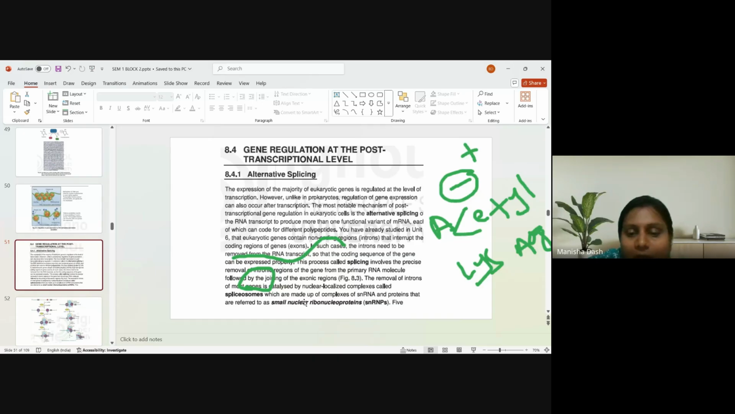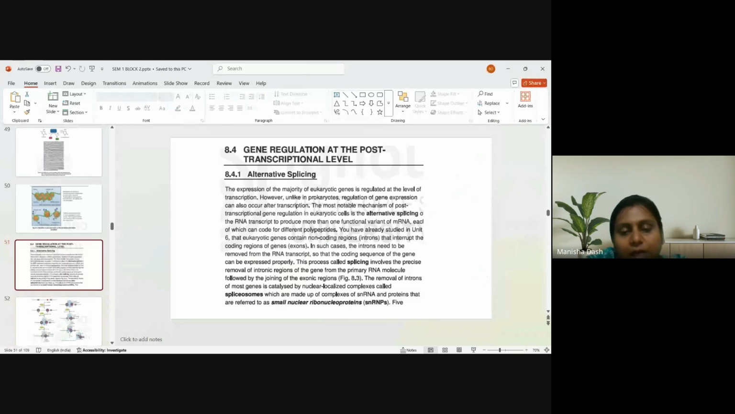Then comes the splicing mechanism, alternative splicing. This is actually one of the very crucial things, particularly for eukaryotic cells. See, the number of proteins present in a cell is much higher than the number of genes that code for the proteins. So how is it possible? How can a single gene give different types of gene products? One of the mechanisms is alternative splicing.